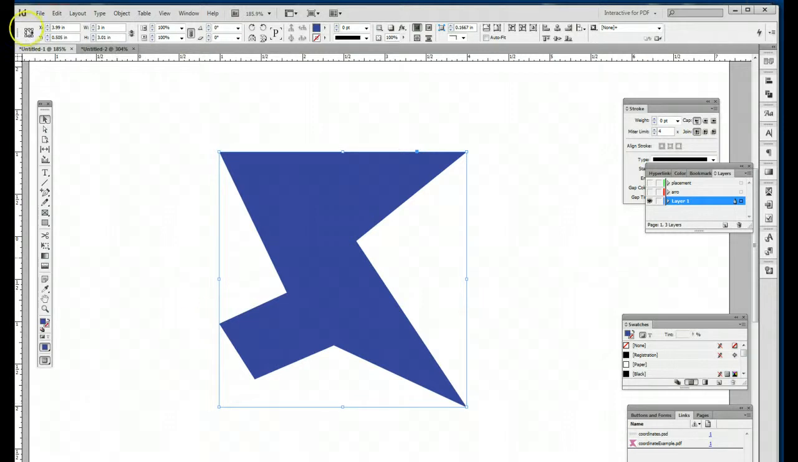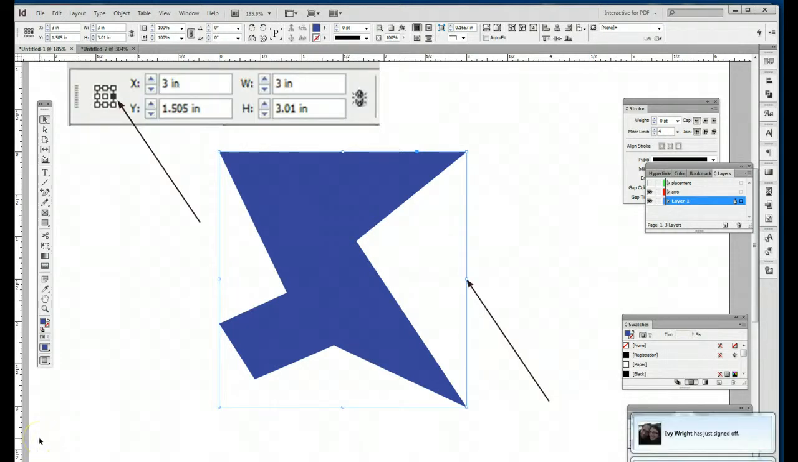I'm going to set my rulers so that 0, 0 corresponds to the upper left hand corner of the square. This is for demonstration purposes only. Usually 0, 0 is the upper left hand corner of the document.